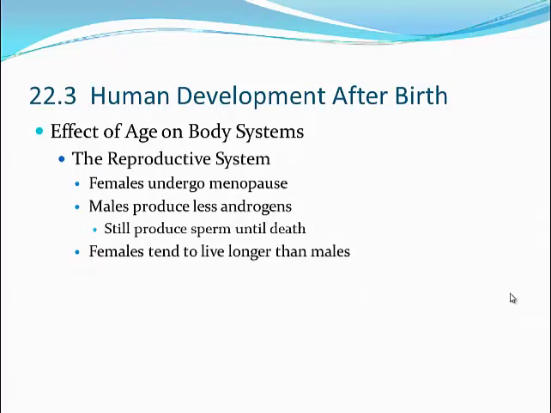And finally, reproductive systems will be influenced by the aging process as well. Females undergo menopause, where the body no longer responds to the gonadotropic hormones that are released from the pituitary gland, and they stop menstruating. As males age, they produce less androgens or testosterone. However, they can still produce sperm until death. Generally, females tend to live longer than males. On average, it's approximately 8 years.